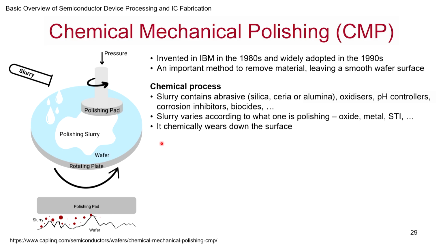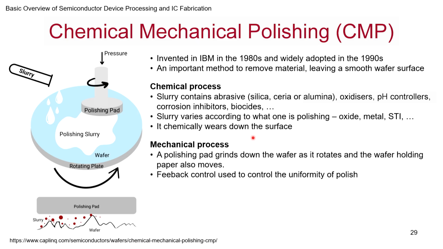Ceria can be used for STI polishing, for example, and it chemically wears the surface down. It chemically reacts with any rough edges and removes them. The mechanical part is, there is a pad here which grinds on the wafer as it rotates, as shown here. So the parts that are sticking out get rubbed more. And there are also all these abrasives that will facilitate in removing these peaked regions.